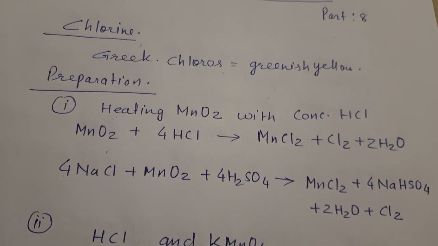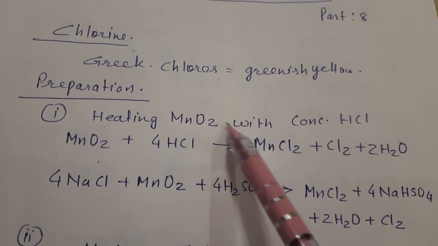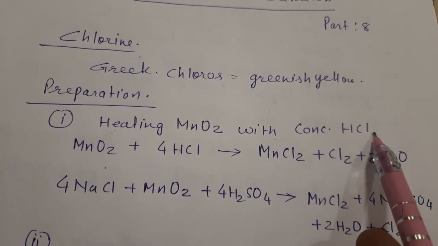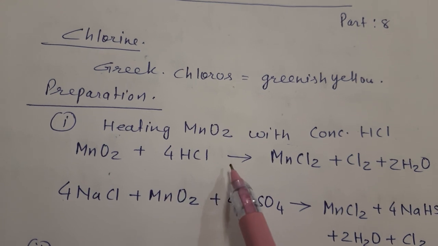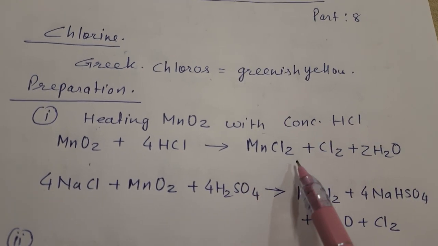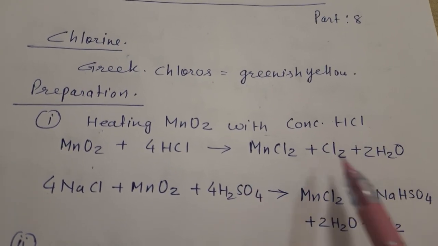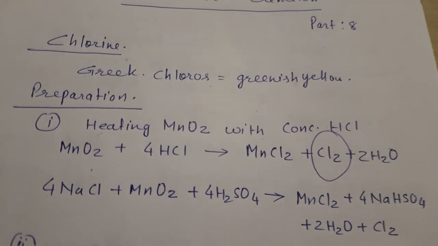How to prepare chlorine? Heating manganese dioxide with concentrated HCl. So MnO2 plus 4 HCl will give us MnCl2 plus Cl2 plus H2O. So this chlorine will be obtained.